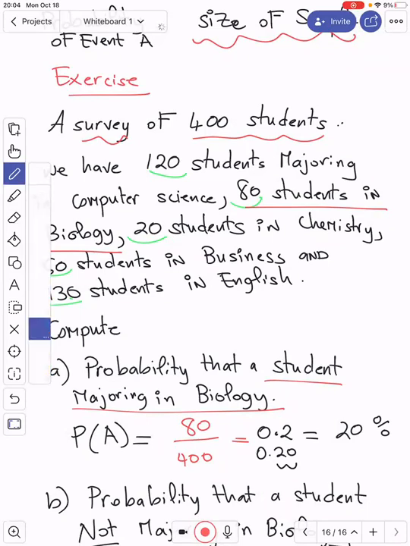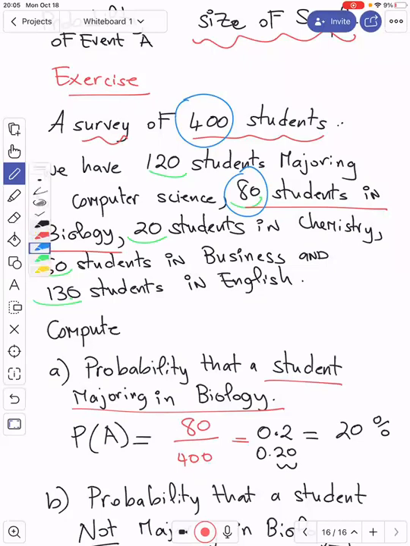And how many are majoring in biology? It's 80, right? So the number of students not majoring in biology would be 400 minus 80, right? Everyone else is not majoring in biology, except that there are 80 students. So actually we have 320 students not majoring in biology.